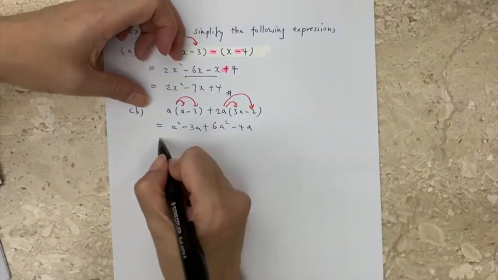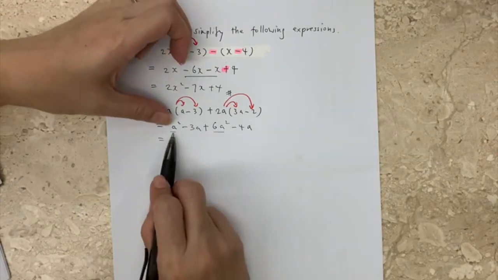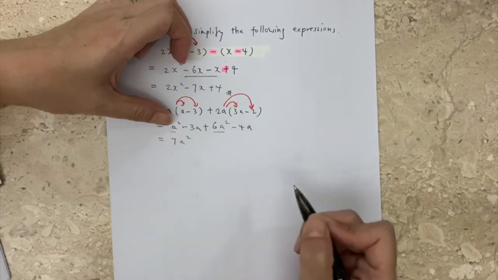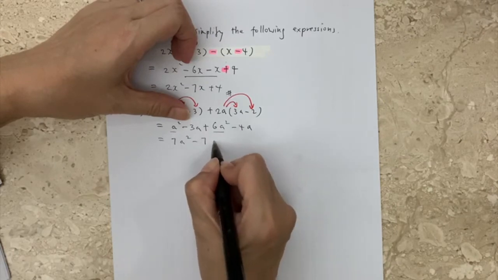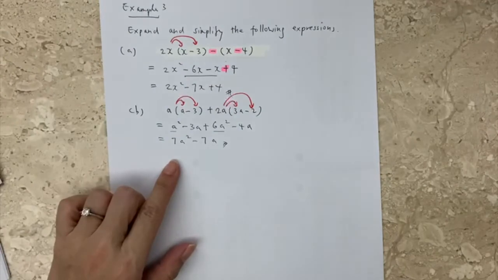All right. Okay, so we always start with the highest degree. So a times a means a squared. That means we have 1 here plus 6, so I have 7a squared, and then minus 3, minus 4, so minus 7a. Okay, so this is the answer for B.